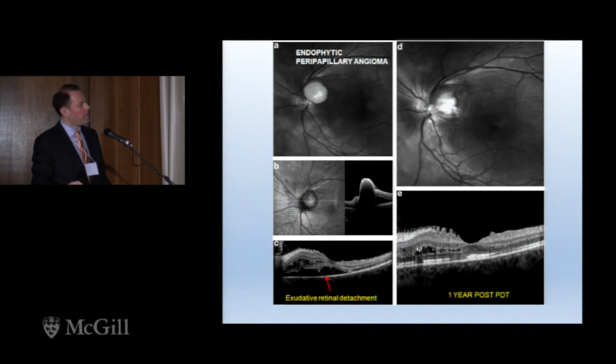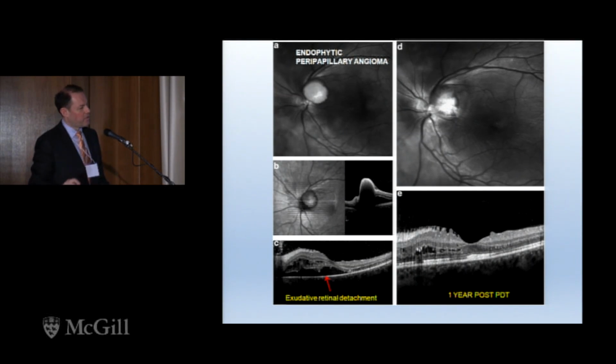This is another endophytic peripapillary retinal hemangioma. This is another VHL patient. And again, OCT really doesn't provide much information on the lesion itself, but it does provide important information as to some of the negative effects of this lesion. So in this case, this patient was developing an exudative retinal detachment, which was migrating from this lesion into the macula and affecting the vision.